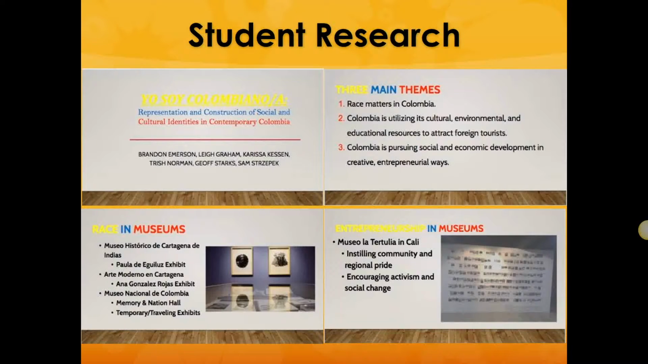So for the student research project in the special topics course, I had students looking at museums and other cultural institutions in Colombia, specifically in Cali, Colombia. And they really came up with three main themes. First of all, race matters in Colombia. Second, Colombia is utilizing its cultural, environmental, and educational resources to attract foreign tourists. And third, that Colombia is pursuing social and economic development in creative and entrepreneurial ways.